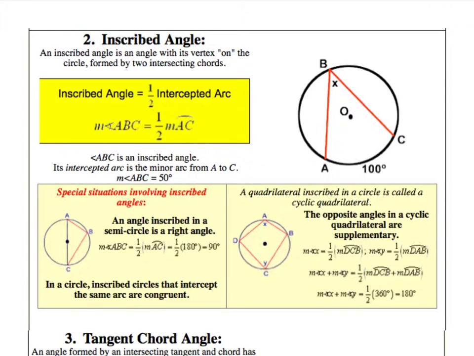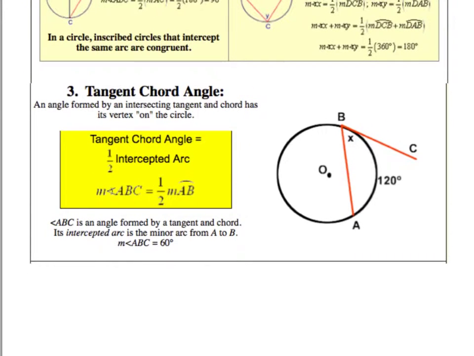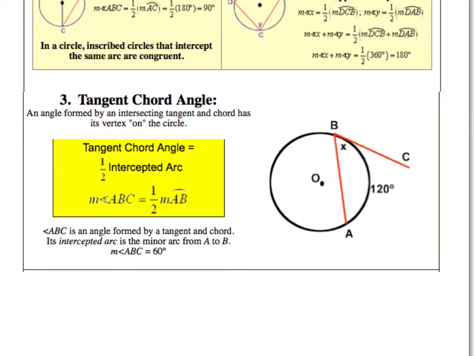We have an inscribed angle. That's where you draw it back to point B. And in that case, angle X is equal to 1/2 of the intercepted arc, so that would be 50. And then we have the tangent and chord angle theorem, and it is equal to 1/2 of the intercepted arc. So in this case, the measure of angle ABC would be equal to 60. And I do believe that that is what we needed to know on that one problem that we were working on Friday.